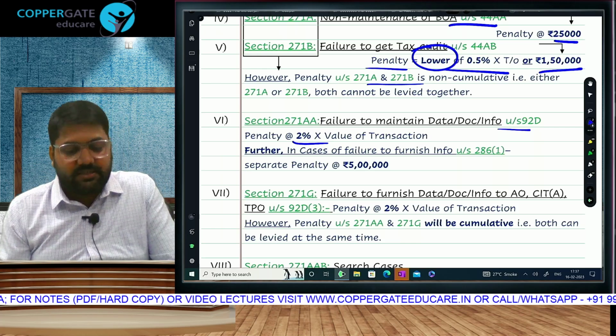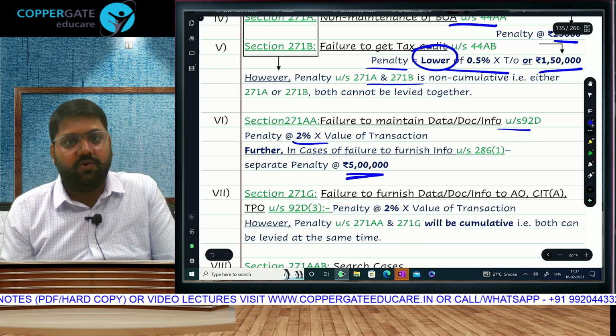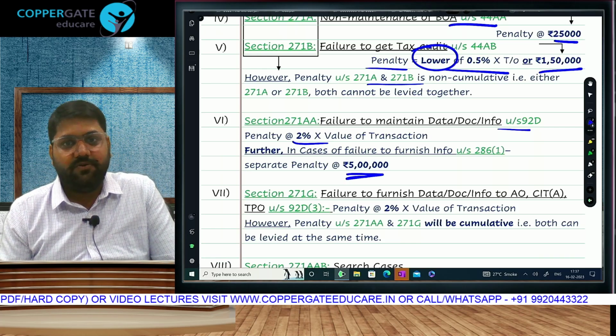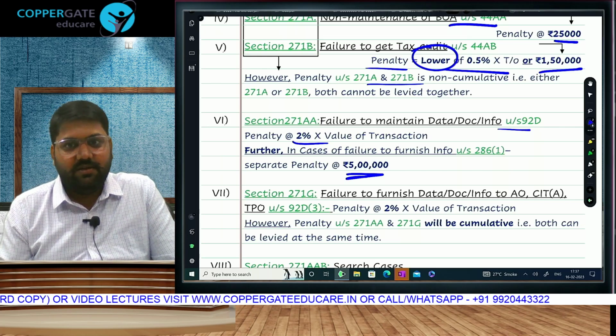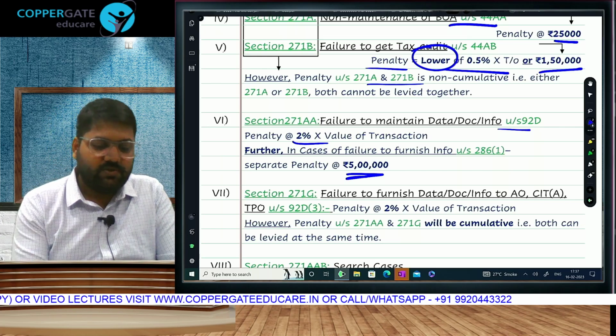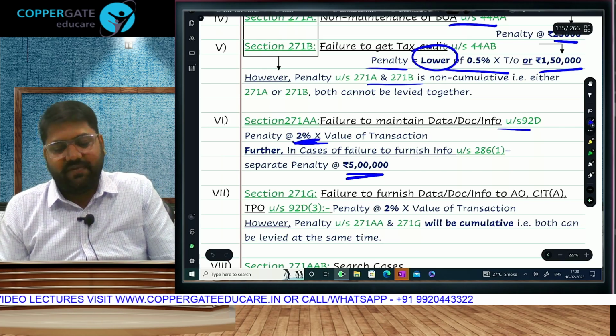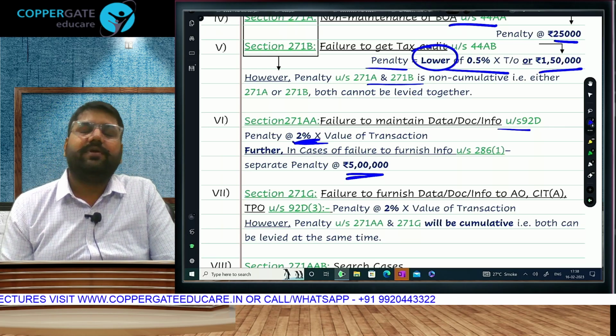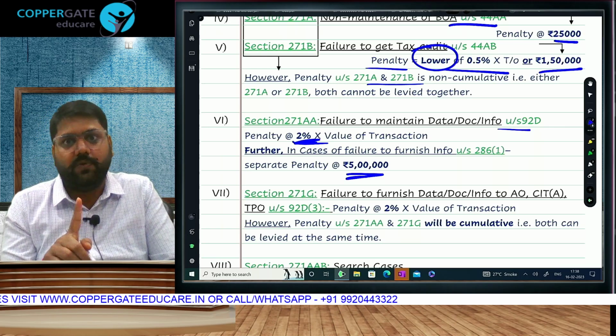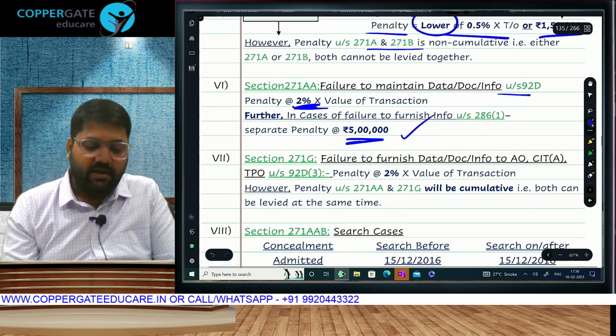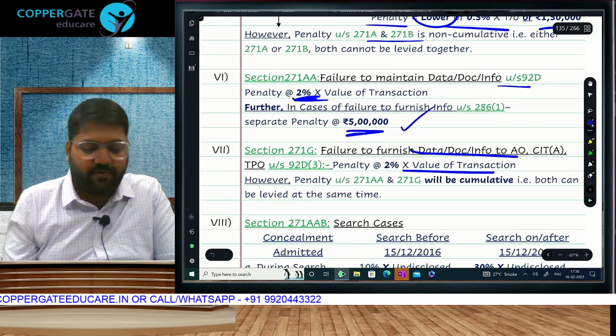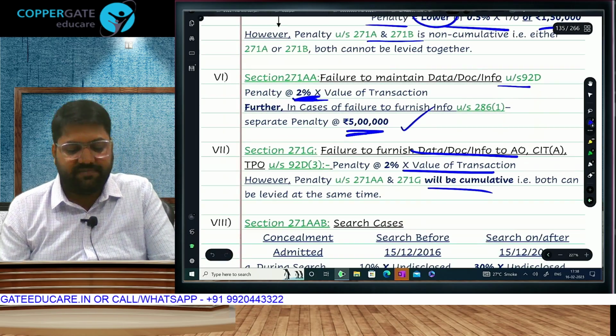This is a revision lecture. You need to know what I am talking about here. Uniform transfer pricing documentation. So, penalty will be 2% of the value of transaction for non-maintenance of data document information and not informing about you are ARE or not ARE, 5 lakh flat. For not furnishing the data document information, 2% more, and your cumulative penalty will be levied.